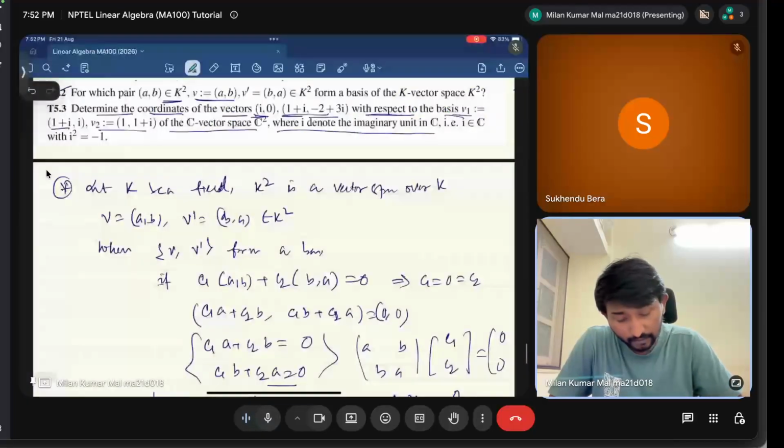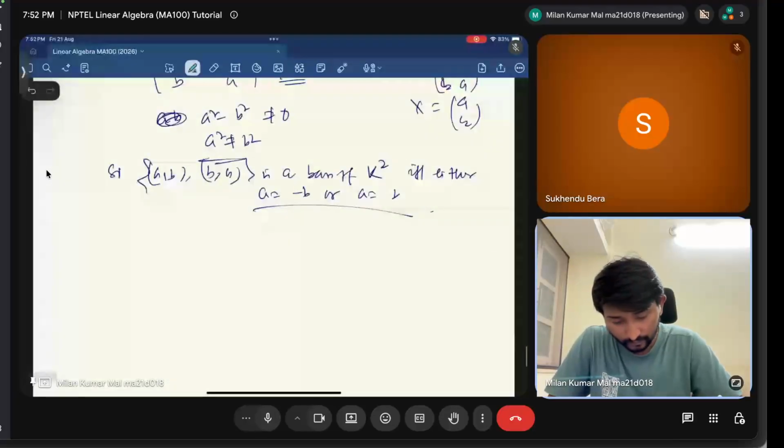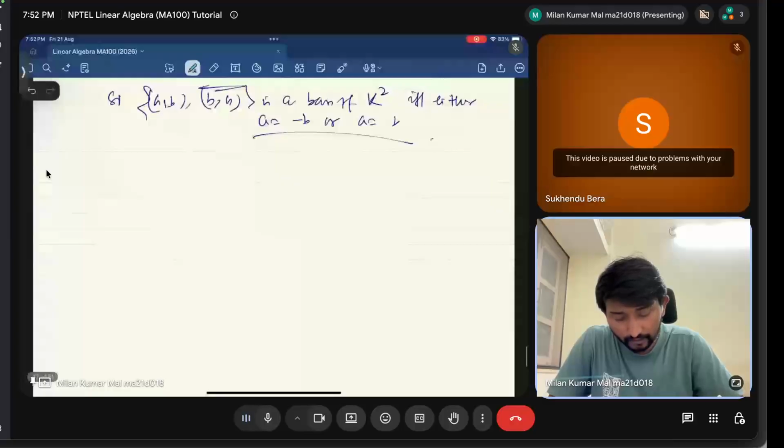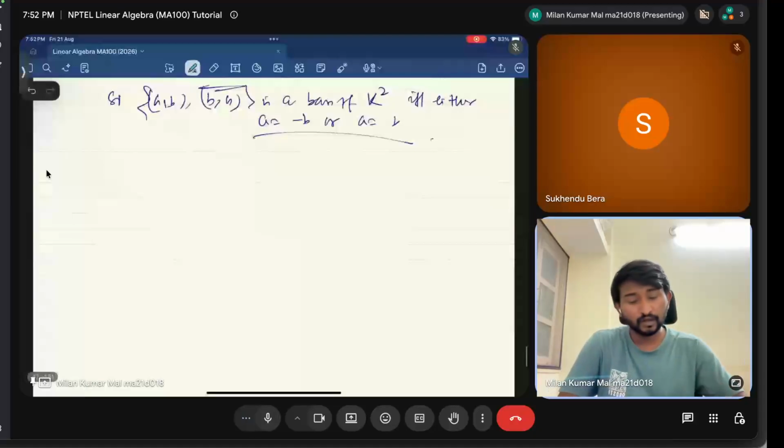in terms of the basis vectors, in terms of 1 plus I, or 1 plus I. Okay, we have to prove.